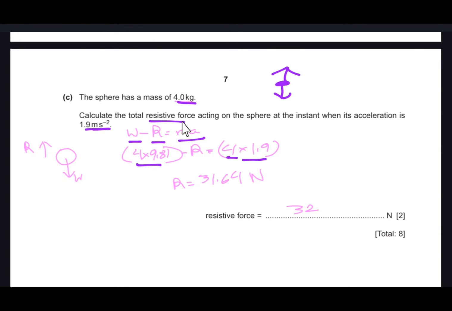So we need to find the resistive force, and the resistive force comes to be 31.64. In physics we have to give our answers to a maximum of two significant figures. So we round it off to 32 Newton.